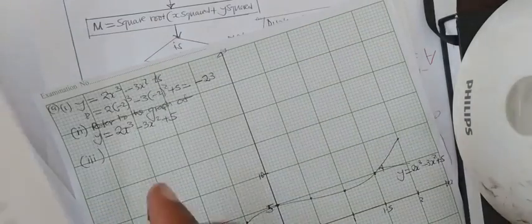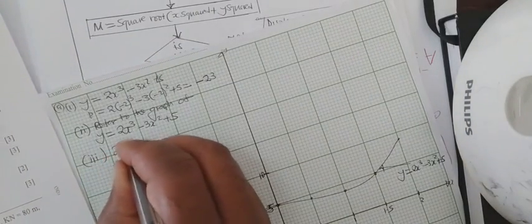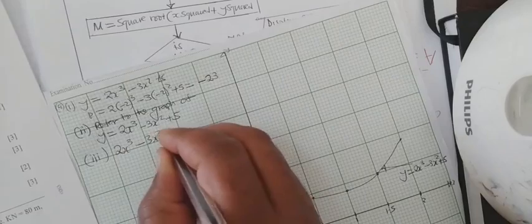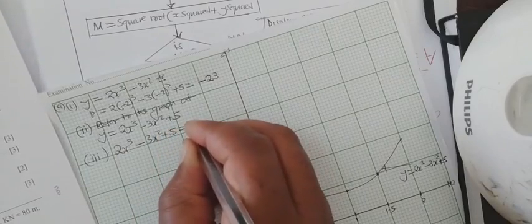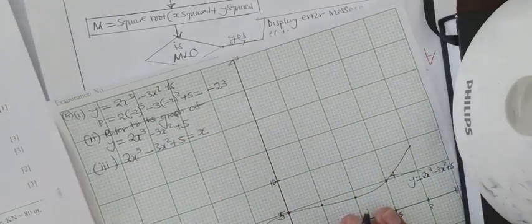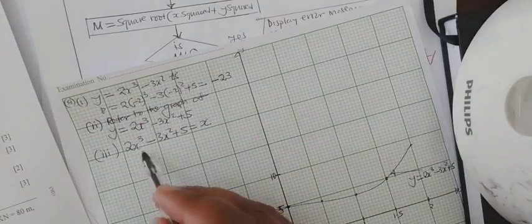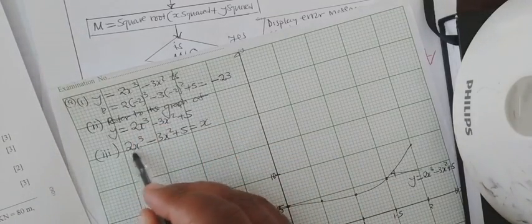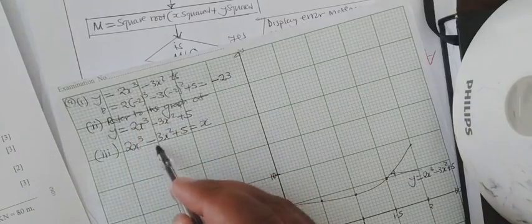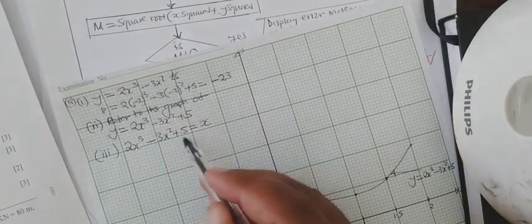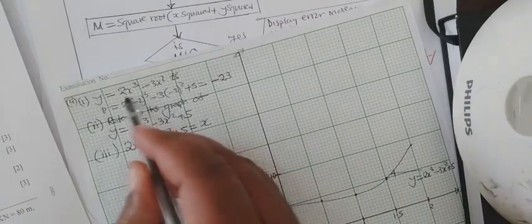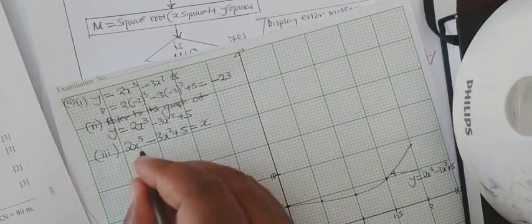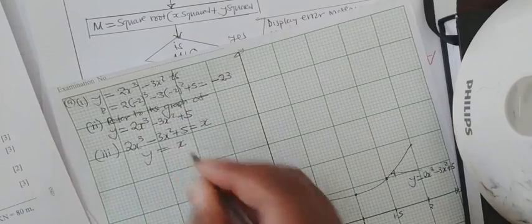Use your graph to solve the equation 2x to the power 3 minus 3x squared plus 5 is equal to x. So now, here what you do is you compare this equation to this one. You check if it's the same. You have got 2x to the power 3, you have 2x to the power 3. Minus 3x squared, minus 3x squared, plus 5. So this and this one, they're exactly the same. But this is y, meaning the whole lot of this one is y.